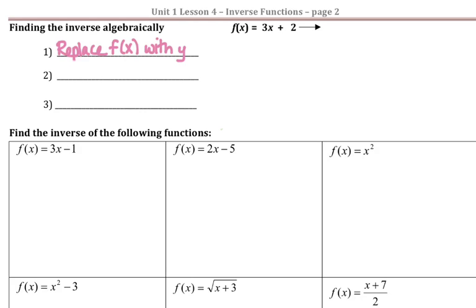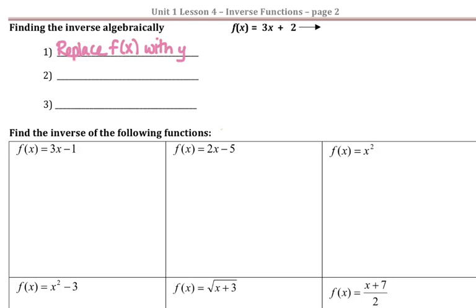One thing we're going to do just to make our lives a little bit easier, even though you don't have to if you feel like you're okay without it, I like to replace the f of x with a y. Just because writing f of x over and over again is not usually fun to do. And f of x is the name for the output, just like y is the name for the output. All right, so replace f of x with y.